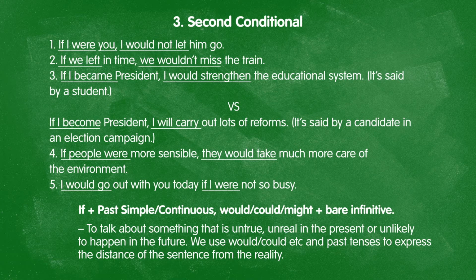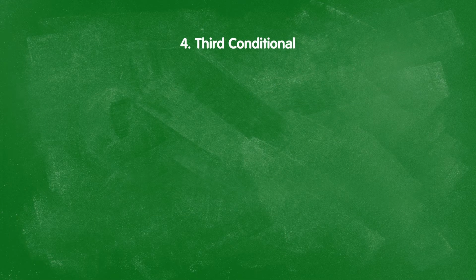to express the distance between what we are talking about and reality. Now, with third conditionals, we're talking about imaginary situations, and with these, we are expressing some kind of regret or criticism about something that happened in the past. Let's turn to some examples.